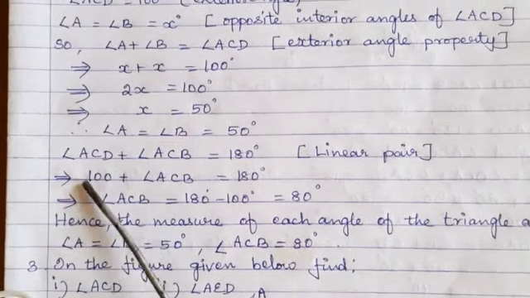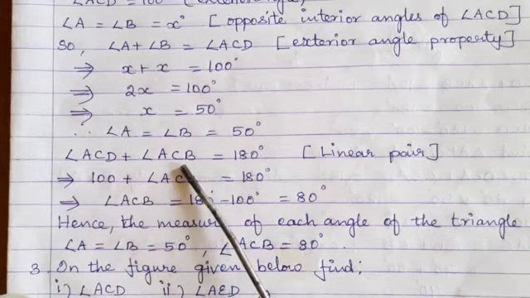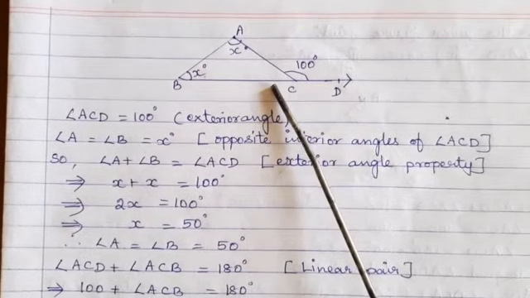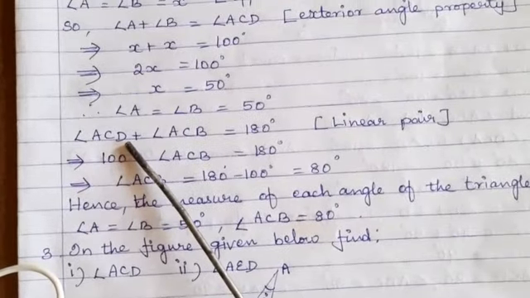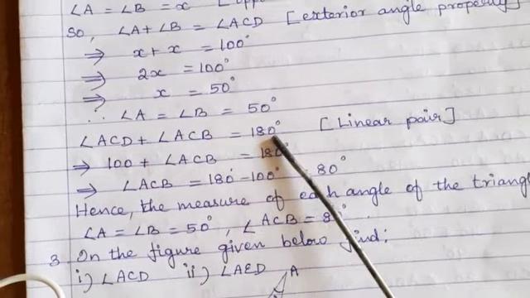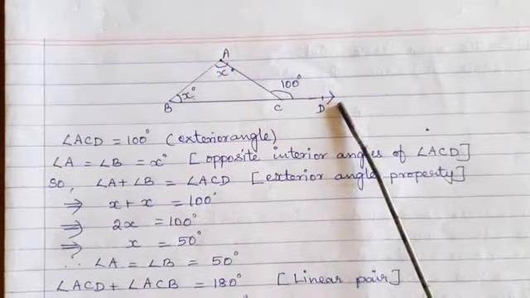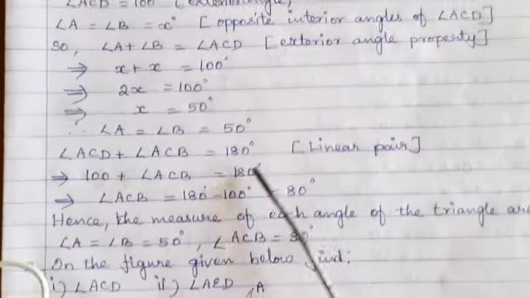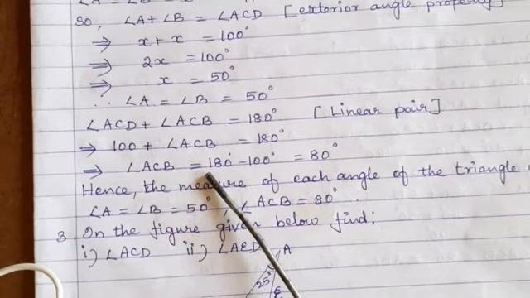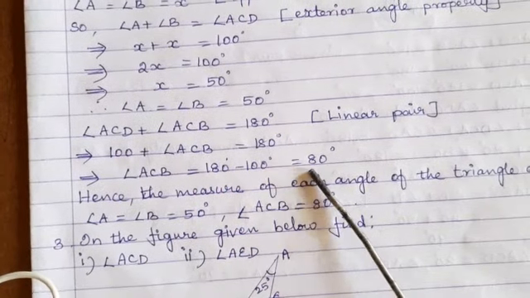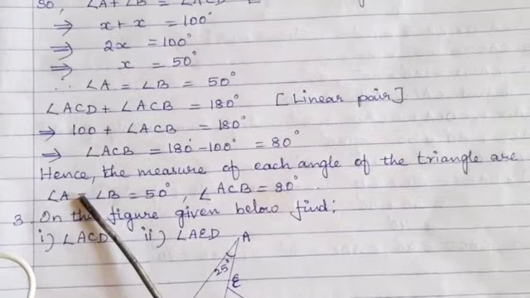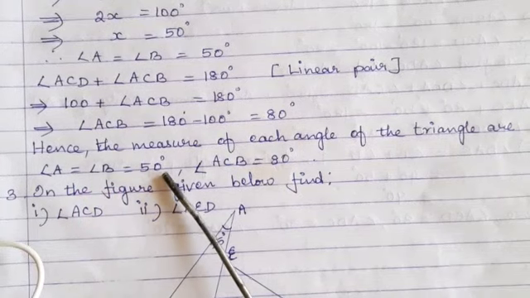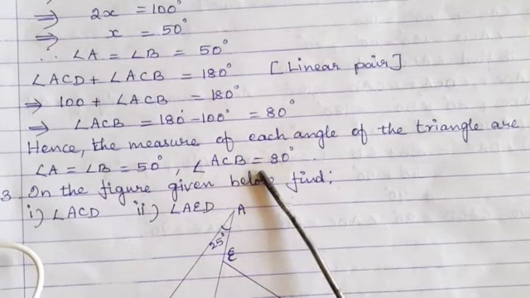And now we have to find out the third angle, ACB. So angle ACD plus angle ACB equal to 180 degrees. See the figure, angle ACD plus angle ACB, these are a linear pair, that is equal to 180 degrees. So angle ACB equal to 180 minus 100 degrees, which is equal to 80 degrees. Hence the measure of each angle of the triangle: angle A equal to angle B equal to 50 degrees and angle ACB equal to 80 degrees.